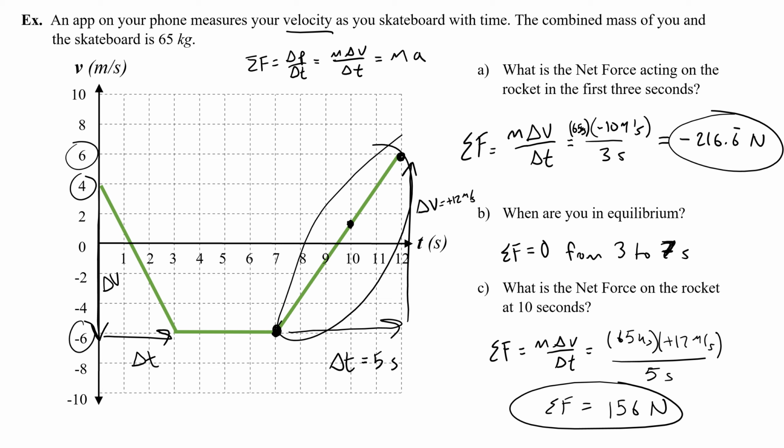And also, again, because this line has a constant slope, that's the net force at any moment in time from 7 to 12 seconds. All right, let's do one more derivative problem.